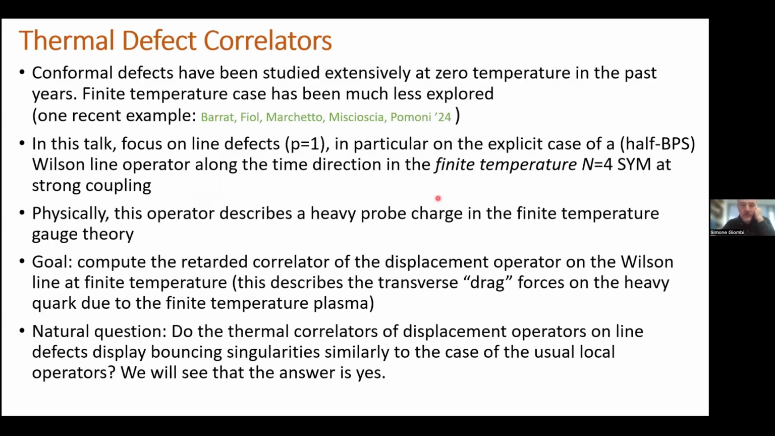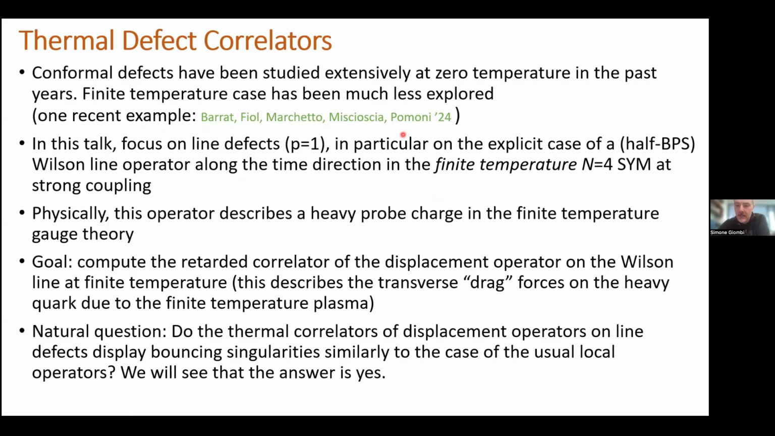Okay, so these systems of conformal defects have been studied extensively at zero temperature. There are a lot of papers about it, but finite temperature cases have been studied much less. There is one exception, one recent example by people here, some of them in the audience, by Julian et al. in 2024, where they studied line defects at finite temperature. So in this talk, I'll also focus on line defects, as I said before, on Wilson lines, but in particular on the holographic calculation of these correlators.